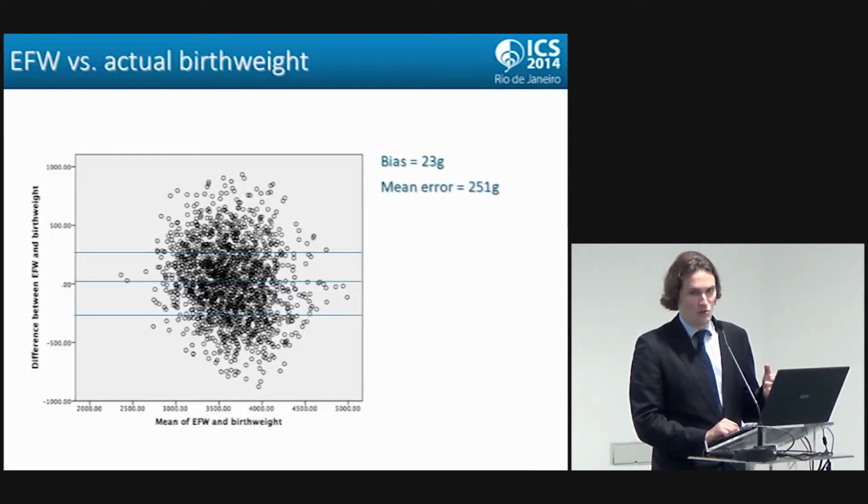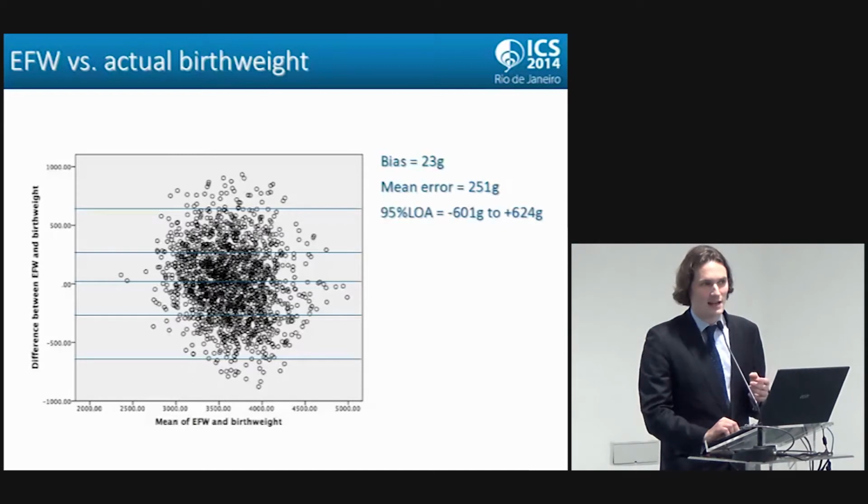And our mean error isn't too bad, around 1/4 kilo, 251 grams, but quite wide limits of agreement. So for 5% of our mothers, we were 600 grams off. That's a pound and a half for the Americans. That's quite a significant error.